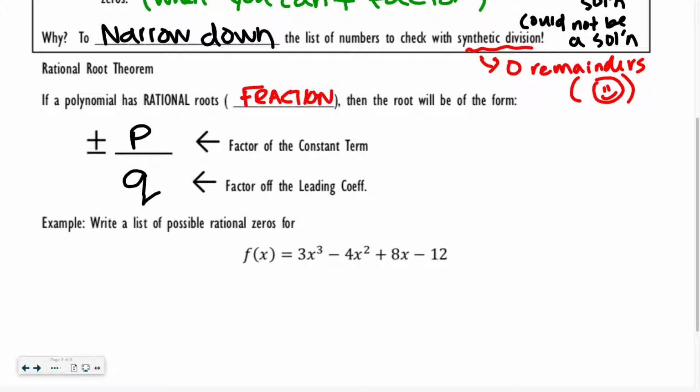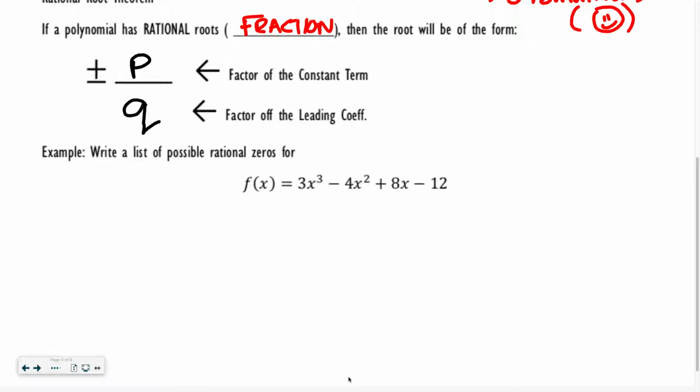Okay. So we'll just make the list of possible rational zeros for this polynomial down here at the bottom, just so you have one example. Then we'll do the graphing examples. Okay, so we want to make this list. It's going to have a lot of numbers on it if it has a lot of factors. So we're going to start by doing factors of the constant term. So my constant is 12. Okay. What are factors of 12?